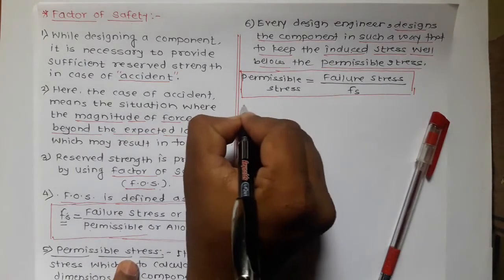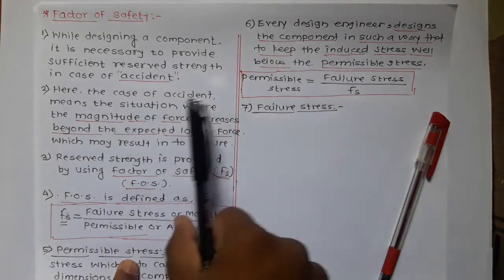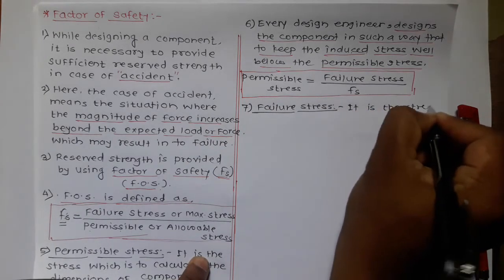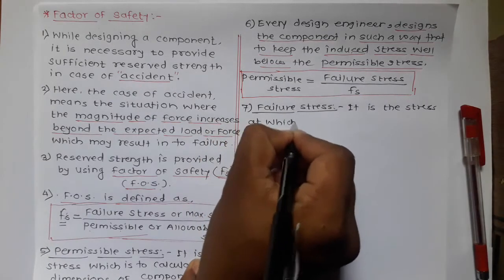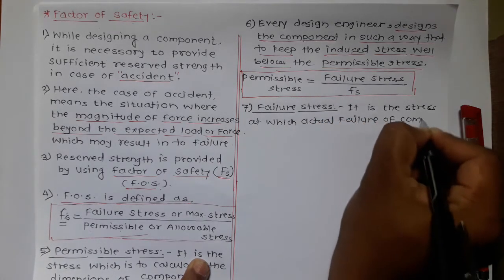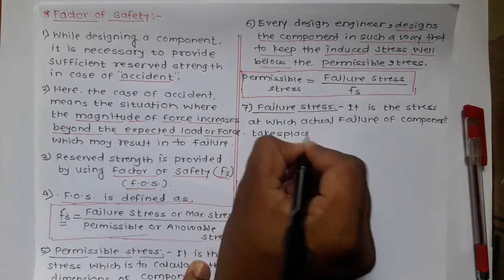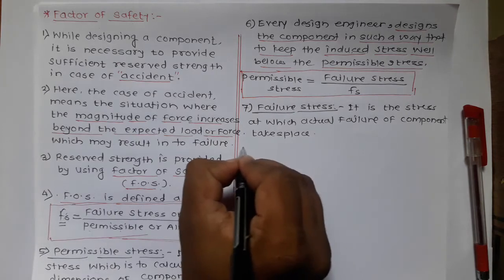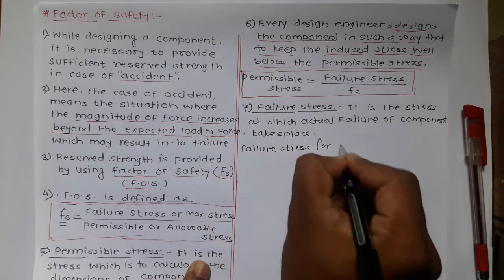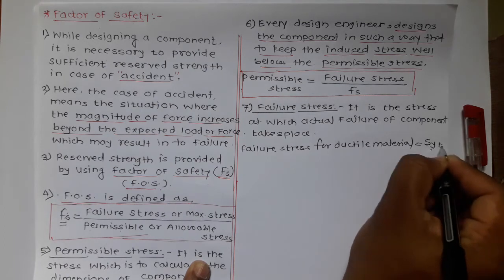Okay, so next is failure stress. This failure stress is nothing but the stress at which actual failure of the component takes place. For example, failure stress for ductile material is SYT, that is yield strength in tension.